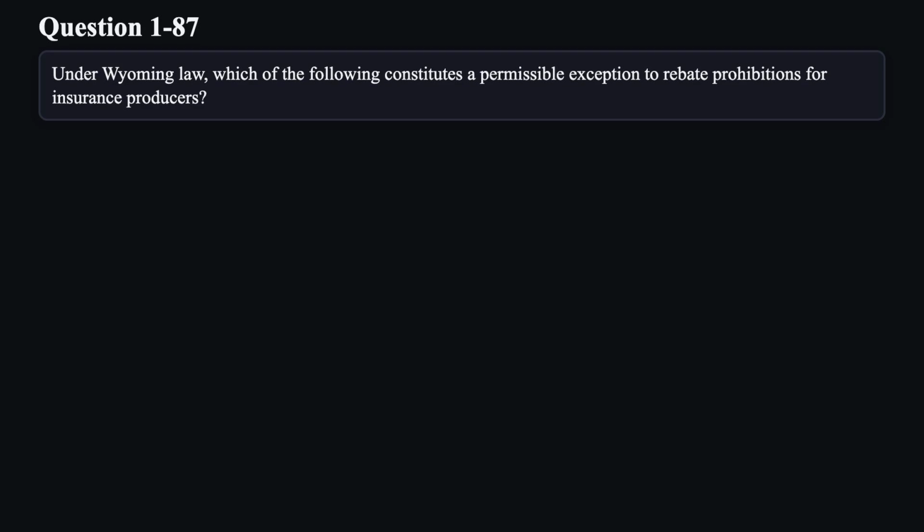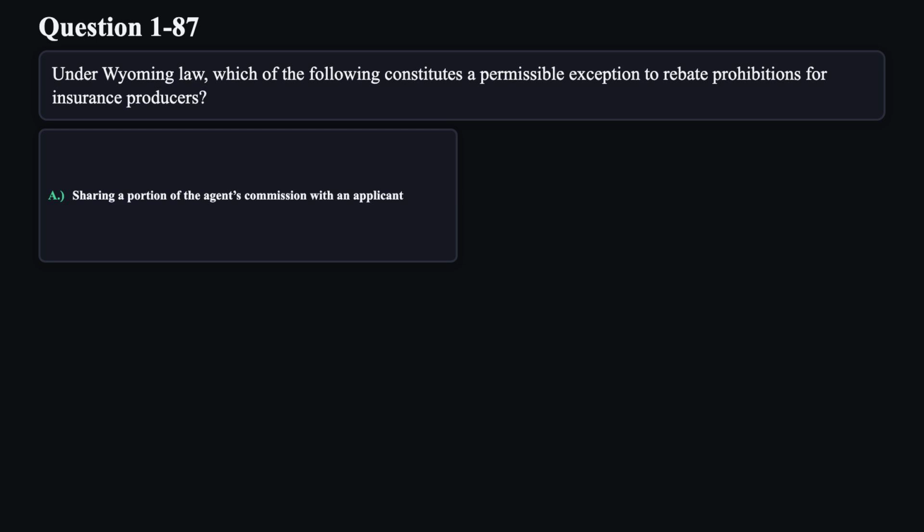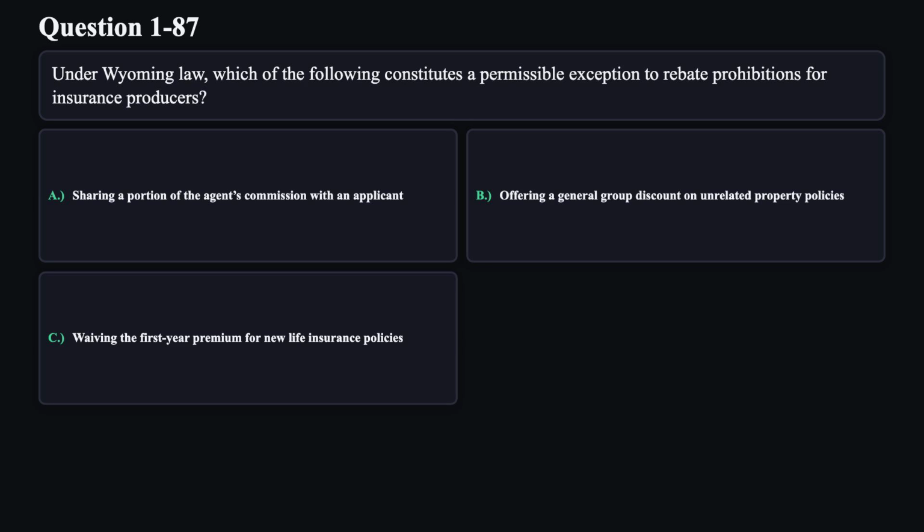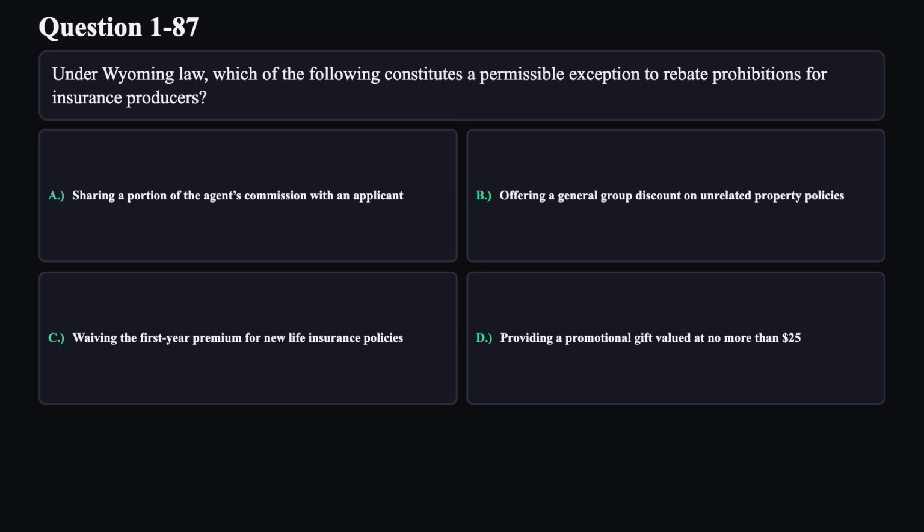Question 87. Under Wyoming law, which of the following constitutes a permissible exception to rebate prohibitions for insurance producers? A. Sharing a portion of the agent's commission with an applicant. B. Offering a general group discount on unrelated property policies. C. Waiving the first-year premium for new life insurance policies. D. Providing a promotional gift valued at no more than $25.